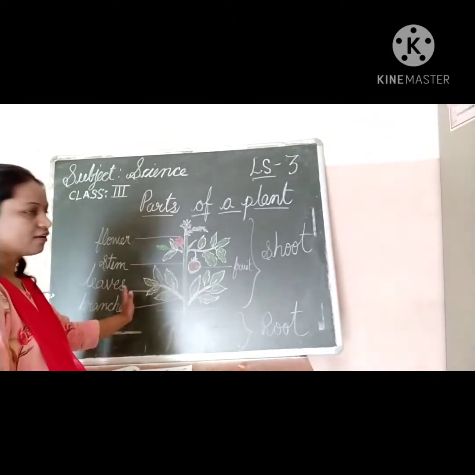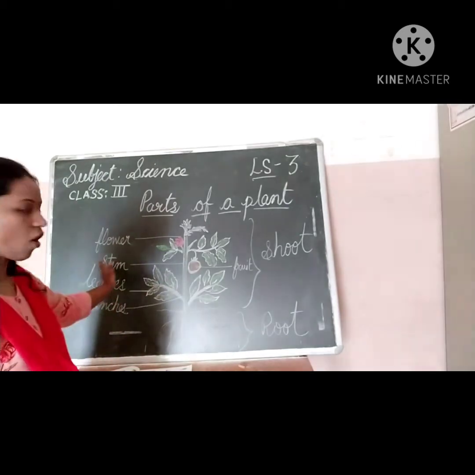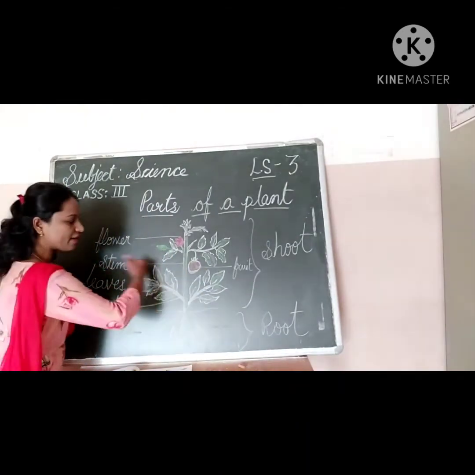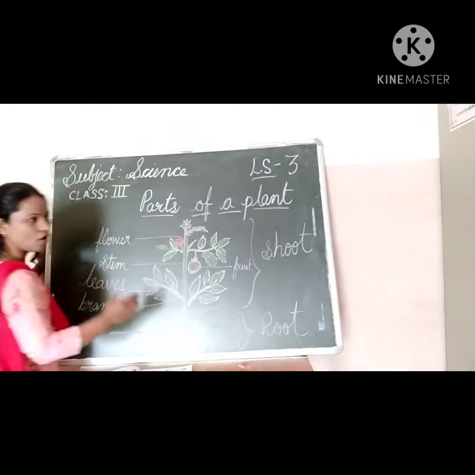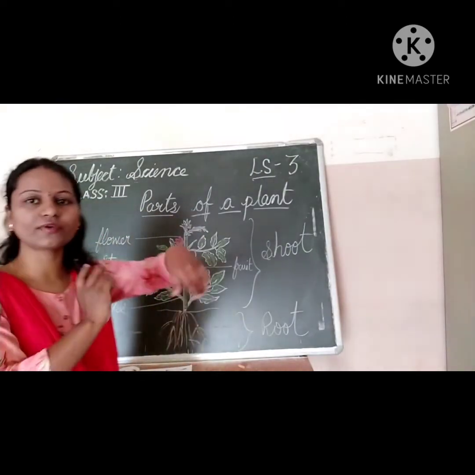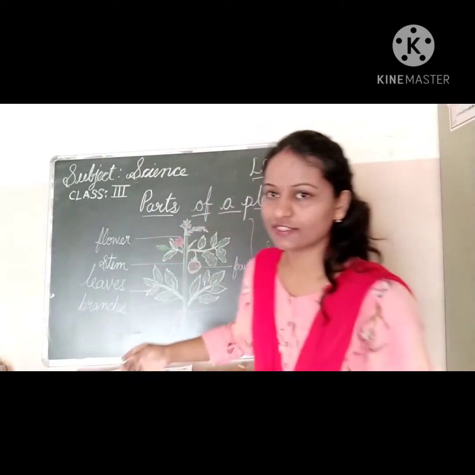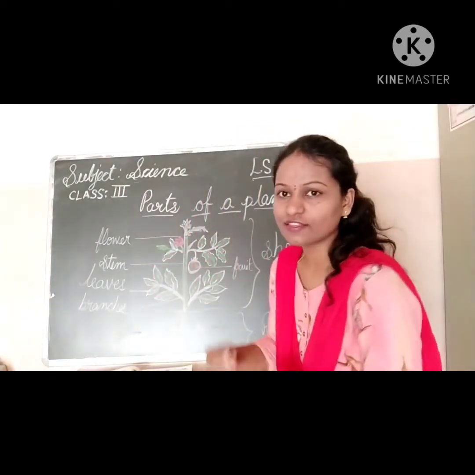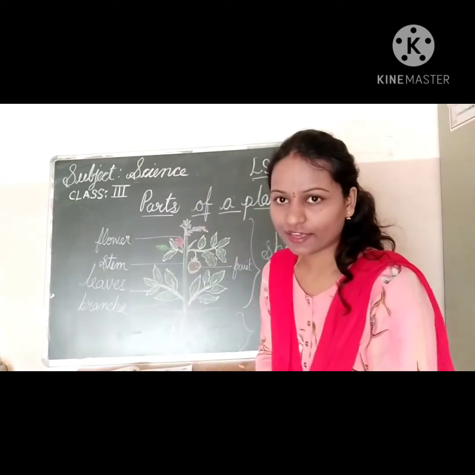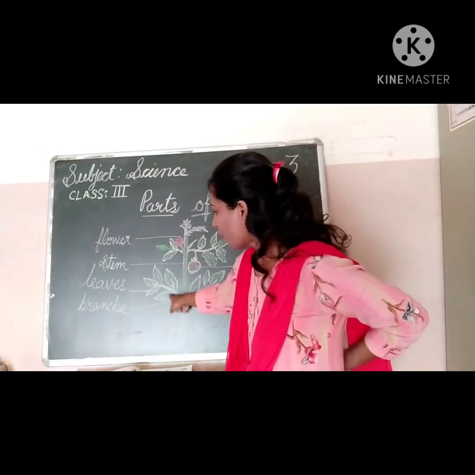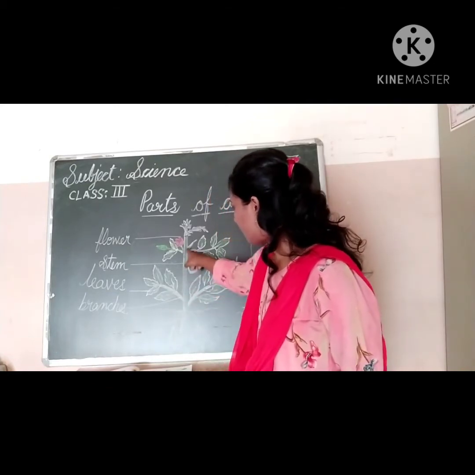Okay. Next one. If you see when the stem is going up straight, on the left and right side, the branches are growing. So that is called as branches. It is divided into left side and right side, right? All over the plant, the branches are growing in different directions. Okay, children. So these things are called as branches.